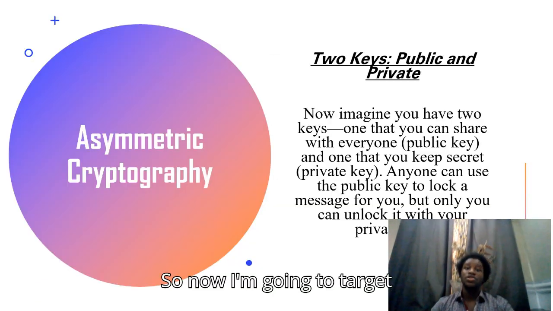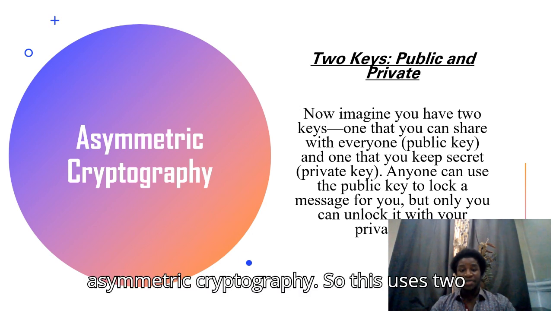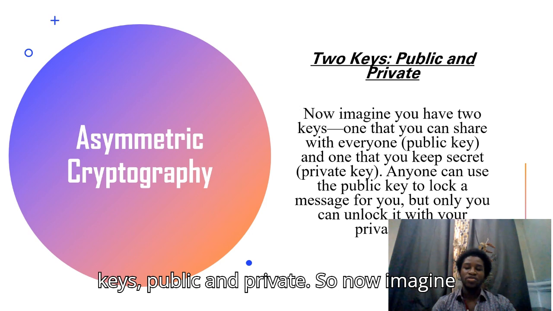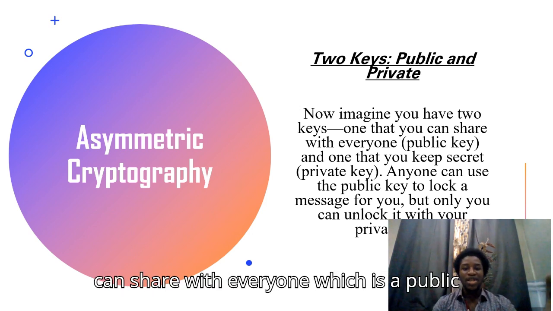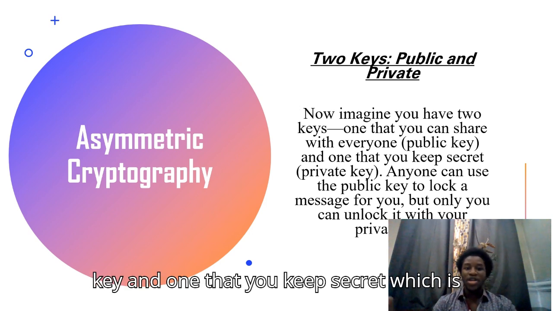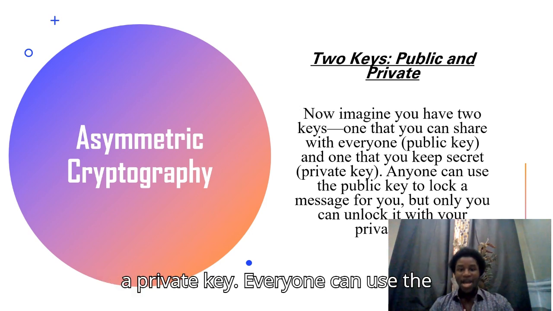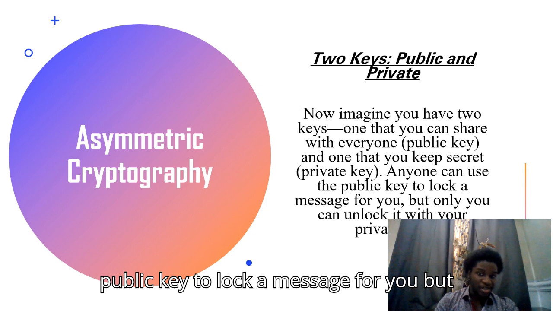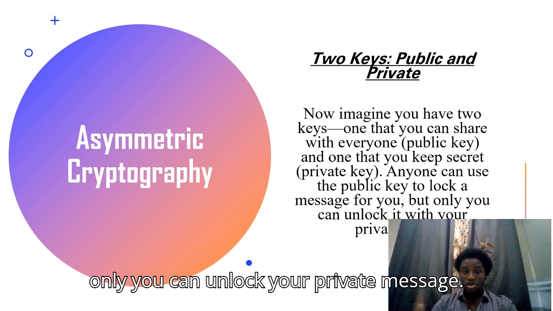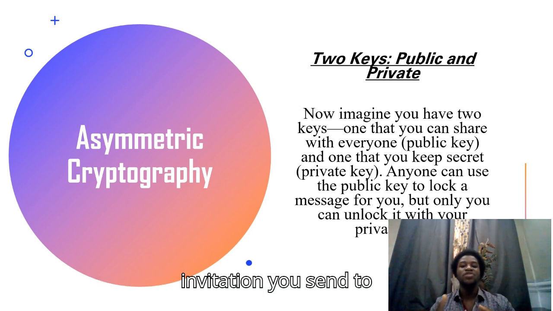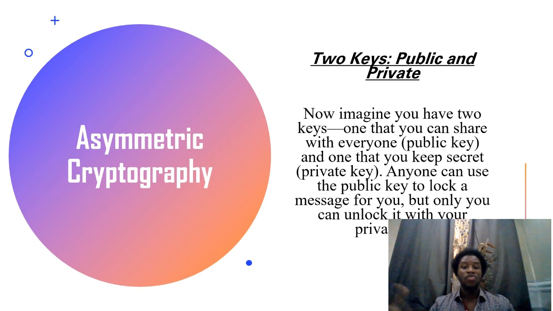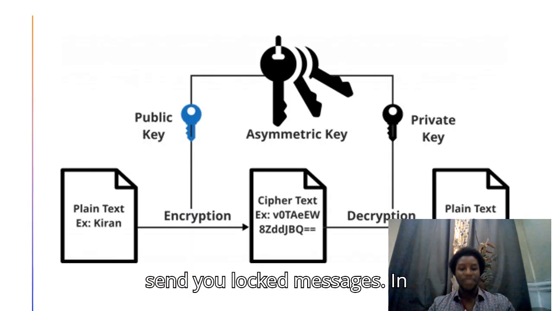So now I'm going to talk about asymmetric cryptography. This uses two keys, public and private. Now imagine this. You have two keys. One that you can share with everyone, which is the public key, and one that you keep secret, which is the private key. Everyone can use the public key to lock a message for you, but only you can unlock your private message. So in asymmetric cryptography, the public key is like an open invitation you send for people to send you locked messages.